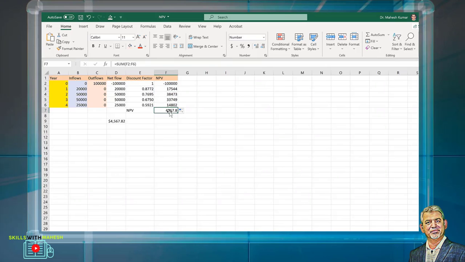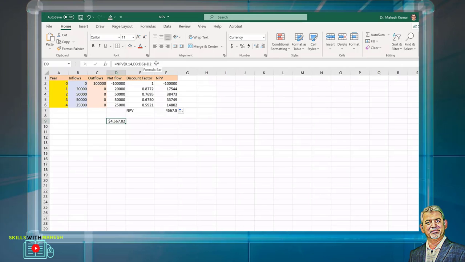And then what did I do? I have summed up all these 5 values. And this is actually the exact answer. Probably the book gives you a round figure, but my answer came out 4567.8. Right? So this is that answer, the net present value I calculated here.